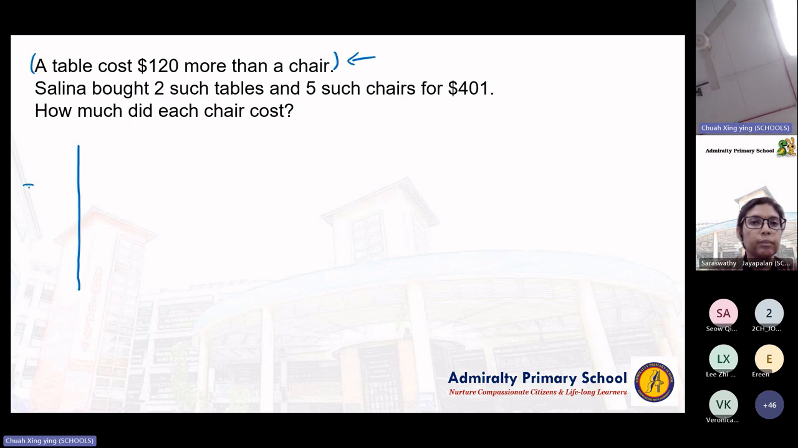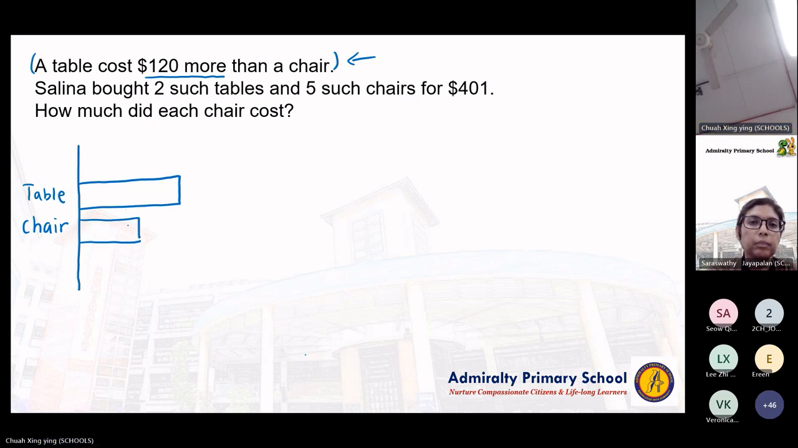As a start, we are comparing between a table and a chair. It's a direct comparison model, okay? And we know that a table actually costs $120 more than a chair, meaning a table is longer than the chair. And how much longer? $120. That's the difference here. Okay, there's a difference in price between the table and the chair.